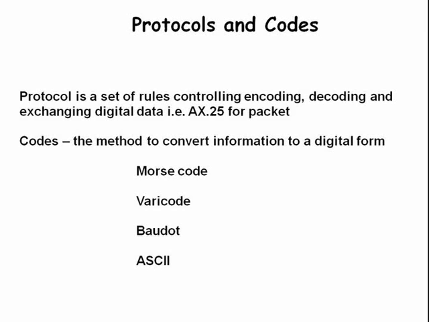Protocols are the rules for how signals are encoded and decoded. Codes are the method for converting information to a digital form. For instance, Morse code is a type of code. That code of dots and dashes may be sent in any one of several different protocols.